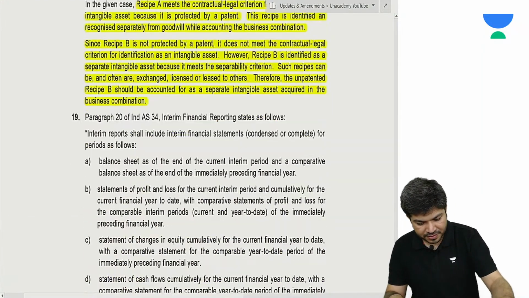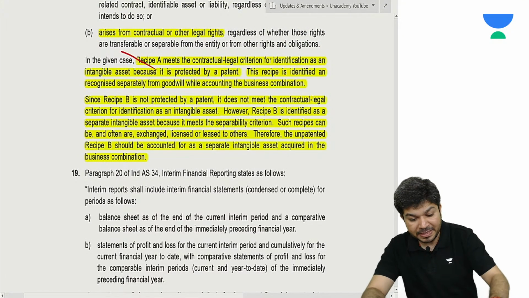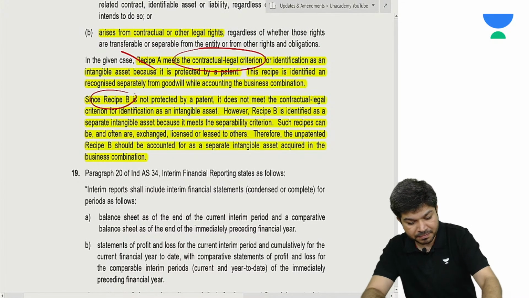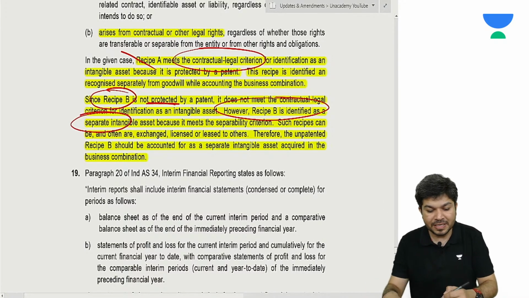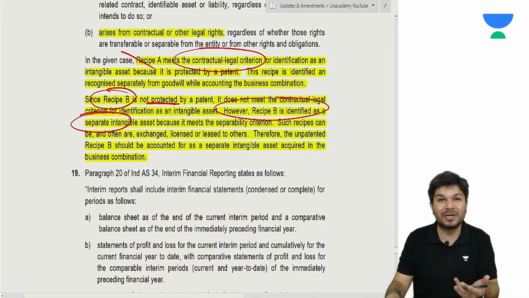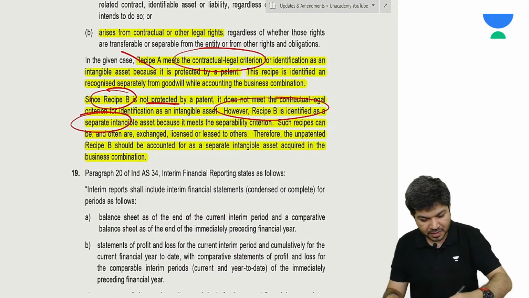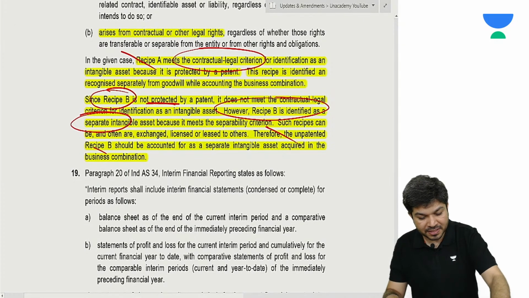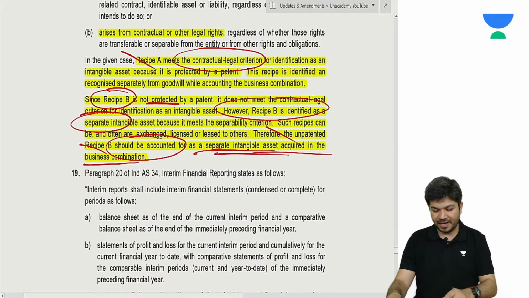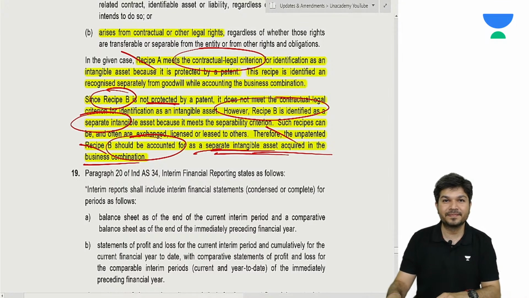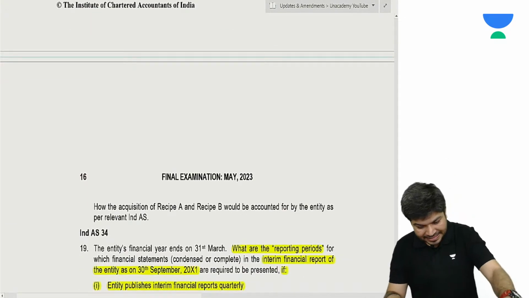Check over here. First one, recipe A meets the contractual legal criteria. Recipe B is not protected, however it is identified as separable, because you are able to sell that recipe and get money. It fulfills the separability criteria, so that will also be recognized. So both, including the unpatented one, should be accounted for as separate intangibles under business combination. Are you clear? Okay.